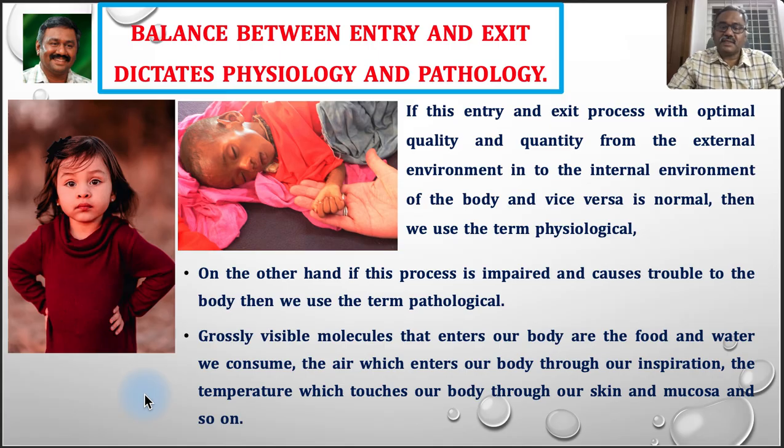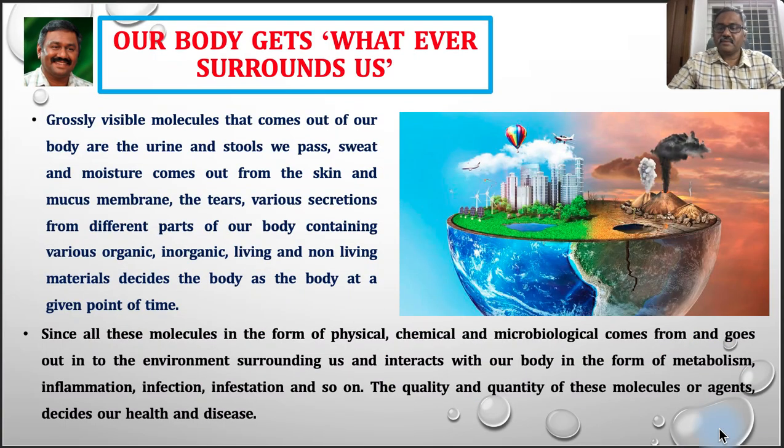So, grossly visible molecules that enter our body are the food and water we consume, the air which enters our body through our inspiration, the temperature which touches our body through our skin and mucosa, and so on. Our body gets whatever surrounds us. Grossly visible molecules that come out of our body are the urine and stools we pass, sweat and moisture from the skin and mucous membrane, and the tears and various secretions from different parts of our body, containing various organic, inorganic, living and non-living materials, which decide the body as the body at a given point of time.